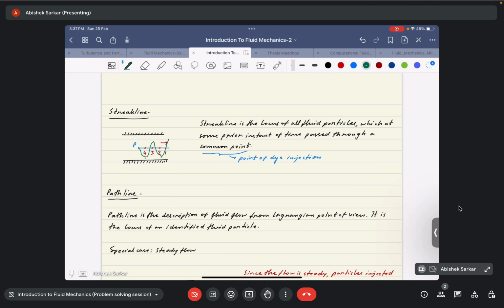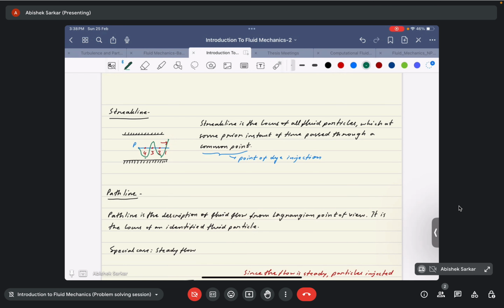Okay, and streak lines would be the locus of all these particles that have passed through point P at any instant of time. So we want to find the locus of all these particles that have passed through point P. This may be a bit difficult to perceive initially, and I hope I'm saying it in the simplest way possible.